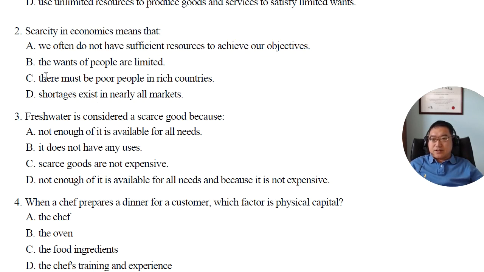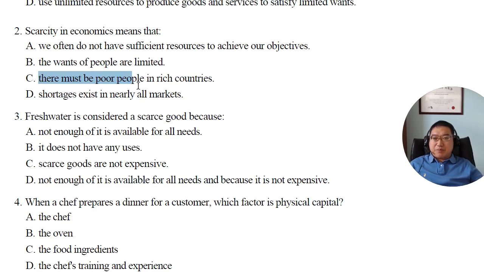B. Scarcity means the wants of people are limited. People always want more. Always. And sometimes you have enough, and then you want something different. And once you find that something different, you want more.